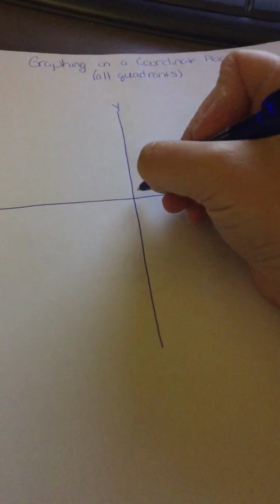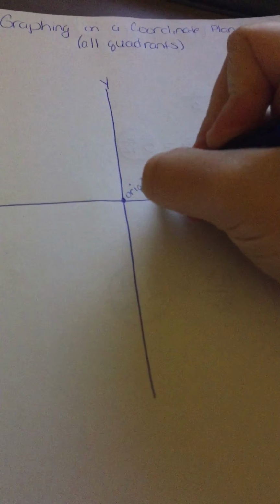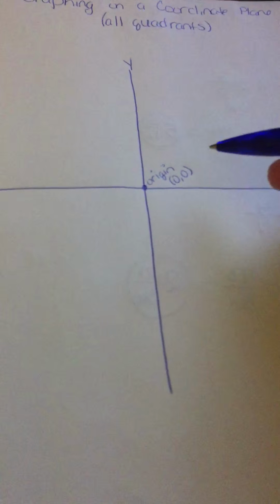The intersecting point in the center is your origin. The origin is going to be coordinate points (0, 0). And the origin is always the point at which you start from when you're graphing, whether it be in any of the 4 quadrants. The quadrants are numbered.